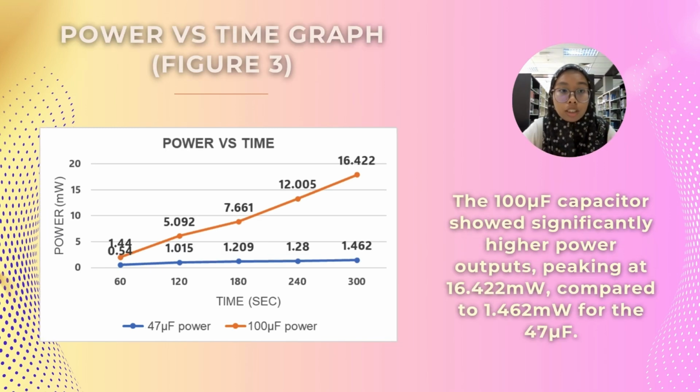The figure beside me is figure 3, the power versus time graph, where the power output is calculated with P equals I times V, where P represents power, I represents the current, and V represents the voltage. This demonstrates a dramatic increase for the 100 microfarad capacitor, starting from 1.44 milliwatt and reaching 16.422 milliwatt at 300 seconds. The 47 microfarad capacitor, on the other hand, only peaks at 1.462 milliwatt. The larger energy capacity of the 100 microfarad capacitor enables it to sustain higher power output, making it more suitable for prolonged lighting applications.